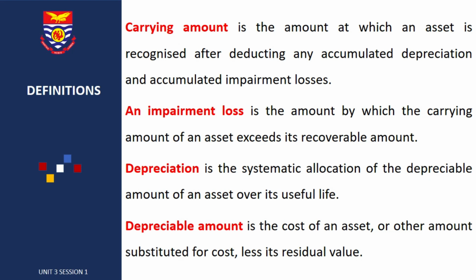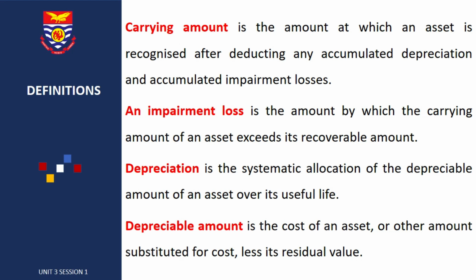Then we have another term called the carrying amount associated with PPE. The carrying amount is basically the amount at which an asset is recognized after deducting any accumulated depreciation and accumulated impairment loss. So mostly we liken it to net book value. We take the cost of the asset, we subtract its accumulated depreciation, then what is left is the net book value, which is the carrying amount. How much are we going to carry the asset in our books now?